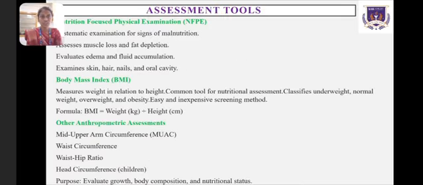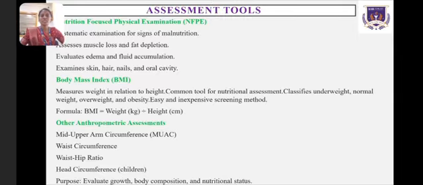So firstly we see about the assessment tools. There are so many types of assessment tools. Here I put some of the important tools. First of all, nutrition focused physical examination is a simple and easy assessment tool to evaluate the body conditions, such as muscle loss and fat depletion, which we may determine based on the physical examination. Evaluate edema. Edema means excessive fluid accumulation in our body, and also examine skin, hair, nail and oral cavity.